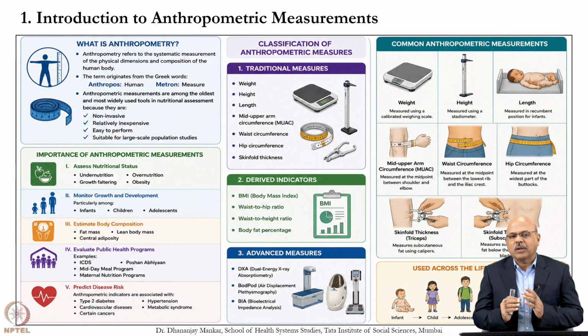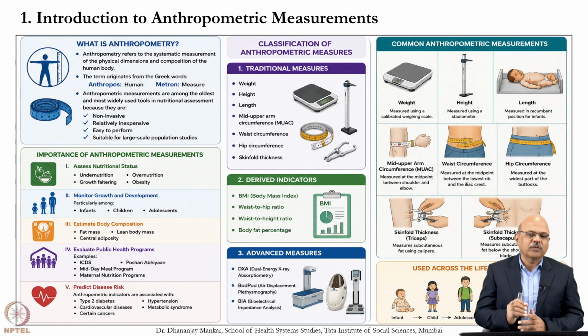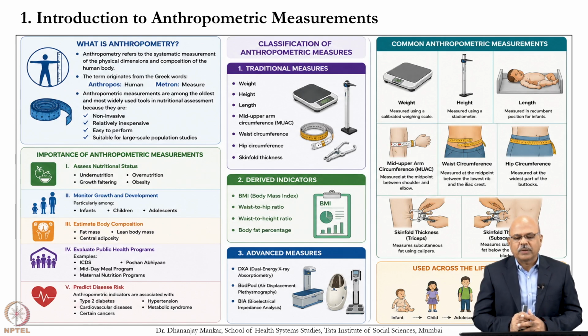If we talk about the classification of anthropometric measures, there are traditional measures, derived indicators, and advanced measures. The traditional measures are weight, height, length, mid upper arm circumference, called MUAC, waist circumference, hip circumference, and skin fold thickness. Among the derived indicators, we have BMI, which is called body mass index, waist to hip ratio, waist to height ratio, and body fat percentage. These are very important indicators in the measurement of anthropometry.